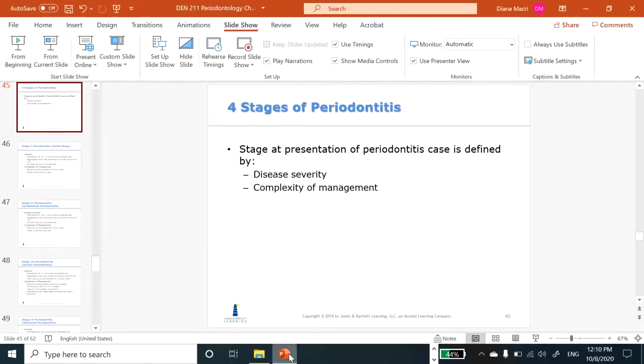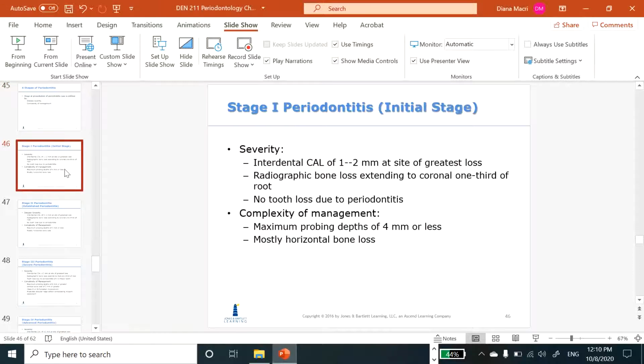Let's go back to the PowerPoint, and I'm probably going to say all this again with the PowerPoint. Remember, stage 1, the severity means that we have interdental clinical attachment loss of 1 to 2 millimeters, and remember, it's always going to be at the site of greatest loss. Radiographic bone loss extending to the coronal 1/3 of the root, and there's no tooth loss due to periodontitis. The complexity of management is going to correspond with probing depths that are 4 millimeters or less, and you're going to have mostly horizontal bone loss.